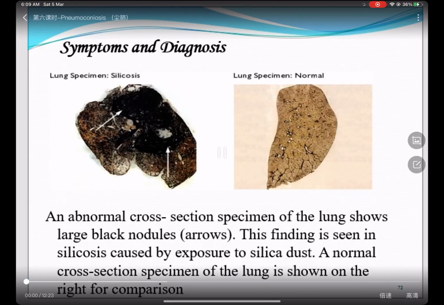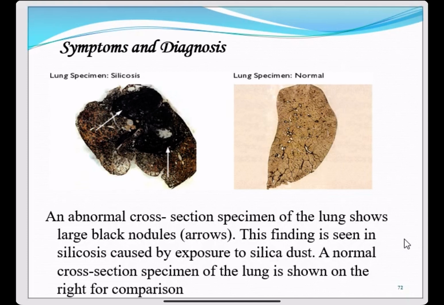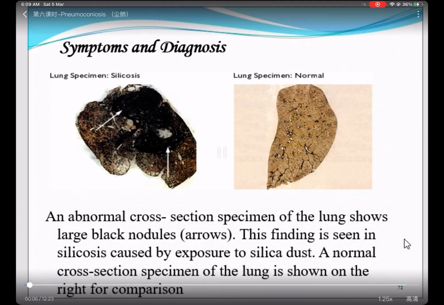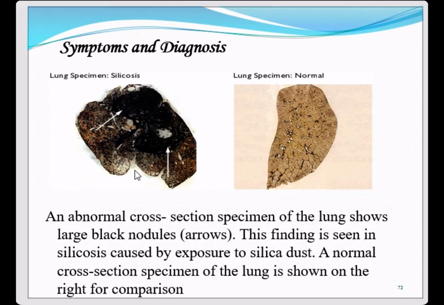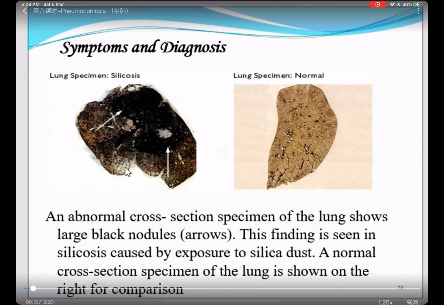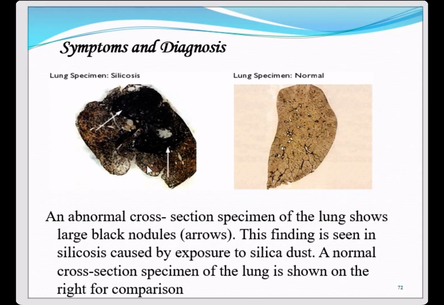The arrow shows. So what are the symptoms and how do we diagnose silicosis? For the silicosis patient, from the picture, the left one is from a lung specimen with silicosis. You will see the large black nodule. The arrow shows this big, large black nodule. Compared to the normal, the whole lung turns black and very hard. You can't see the normal structure of the lung.